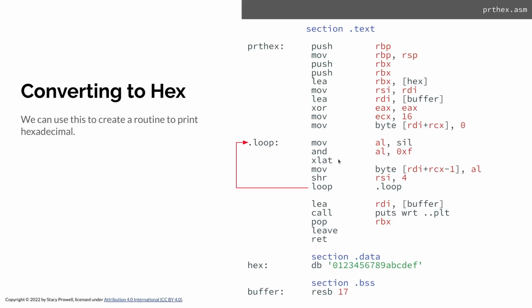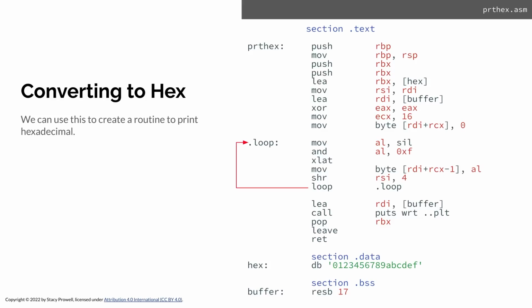Now, what is translate going to do? It's going to take RBX, which points to hex. Right, we set it up here at the top. It's going to add AL to it. That's going to index into that little hex array down there and find the correct character. And it's going to move that character into AL. There we go. Sorry about that. Then I'm going to store that at RDI, that's buffer, plus RCX, that's our counter, minus 1. So right now the counter contains 16, and so minus 1, that would be 15, so it's going to put it at the last position.